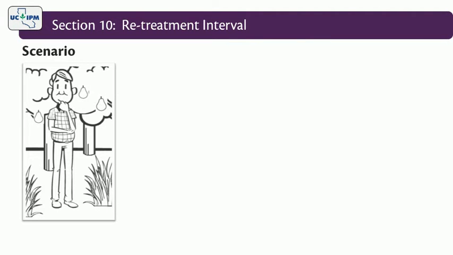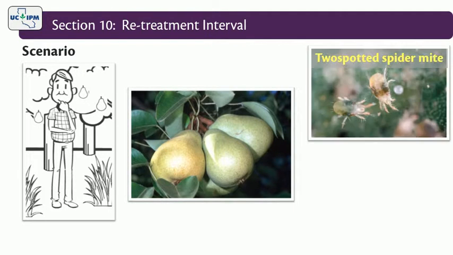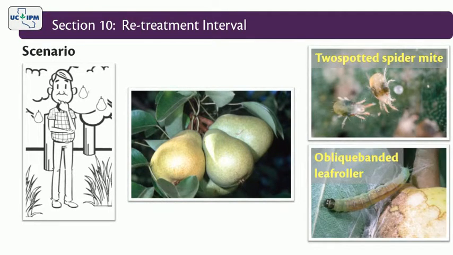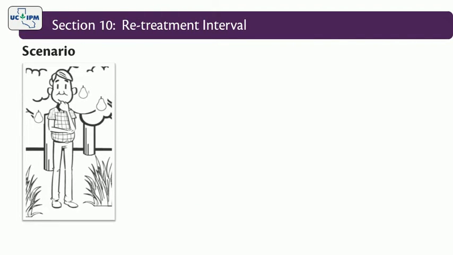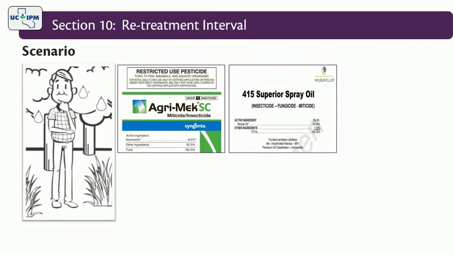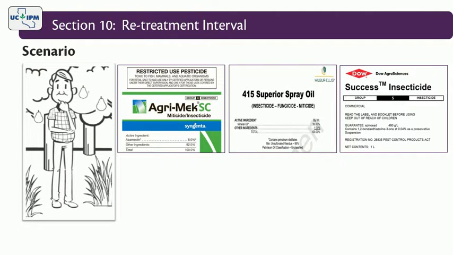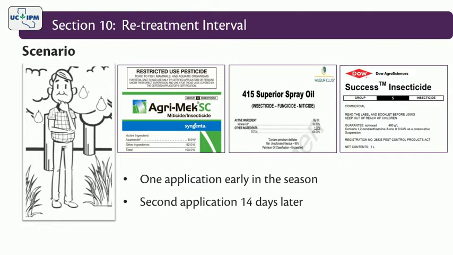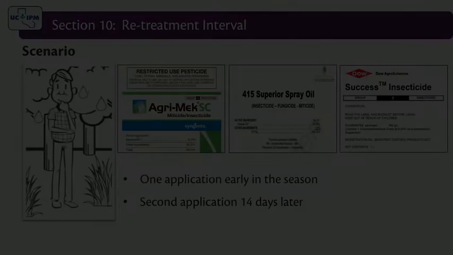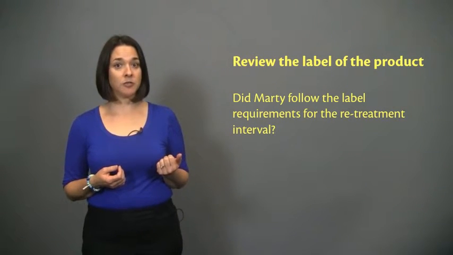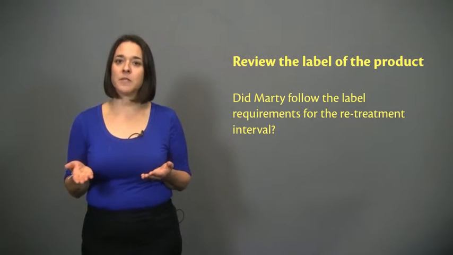Now let's say you want to control 2 different pests and apply a mixture of pesticides. Marty is a PCA and has a pear grower with an infestation of 2 spotted spider mite and oblique banded leaf roller. He applies a tank mix of Agrimec SC with Superior 415 spray oil and Success. He makes 1 application early in the season. 14 days later, he makes a second application. Did Marty follow the label requirements for the retreatment interval? Take some time to check the labels and find the answer.